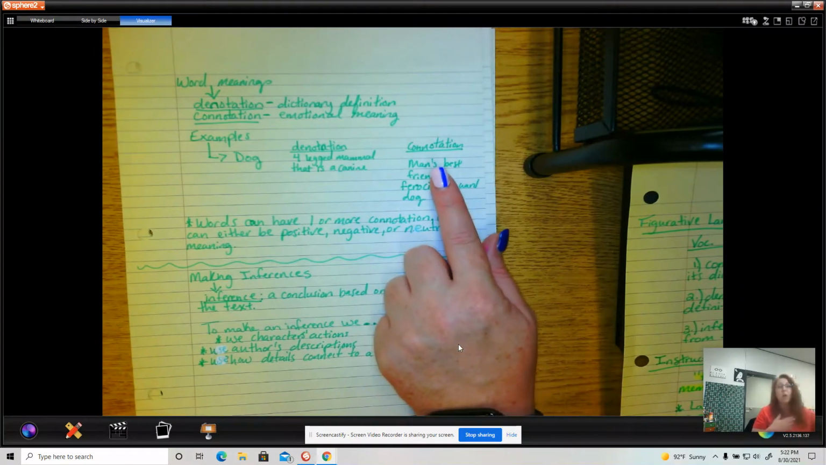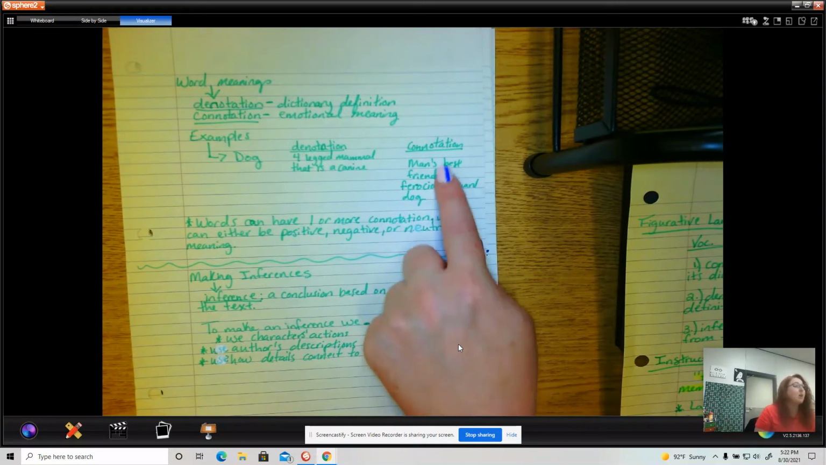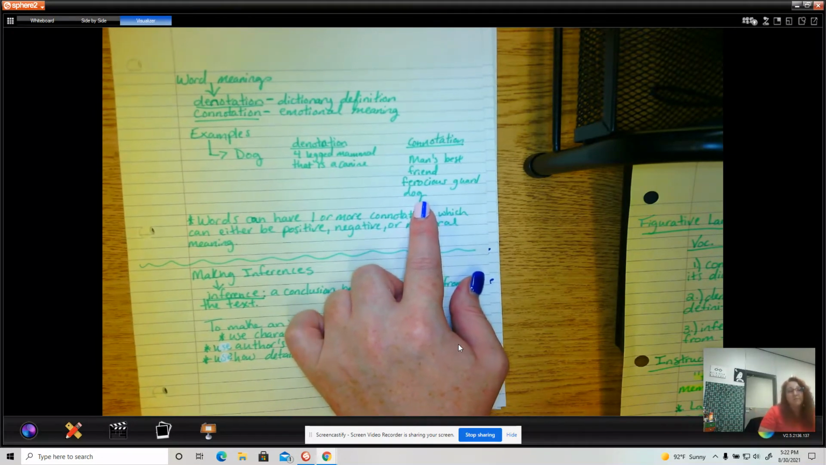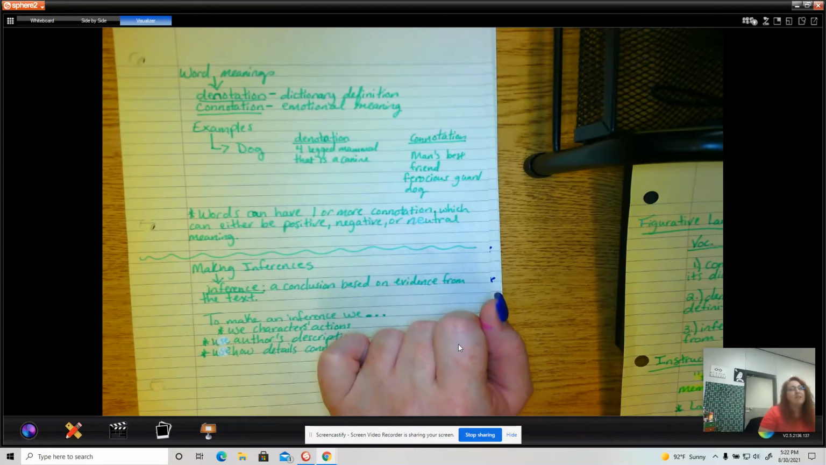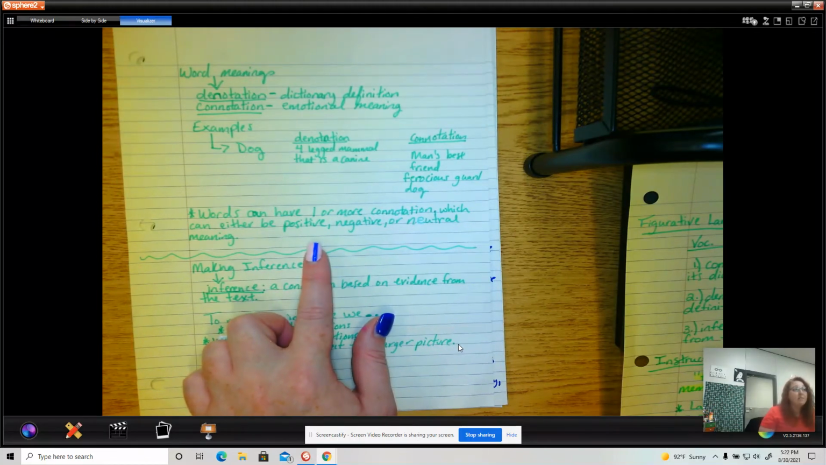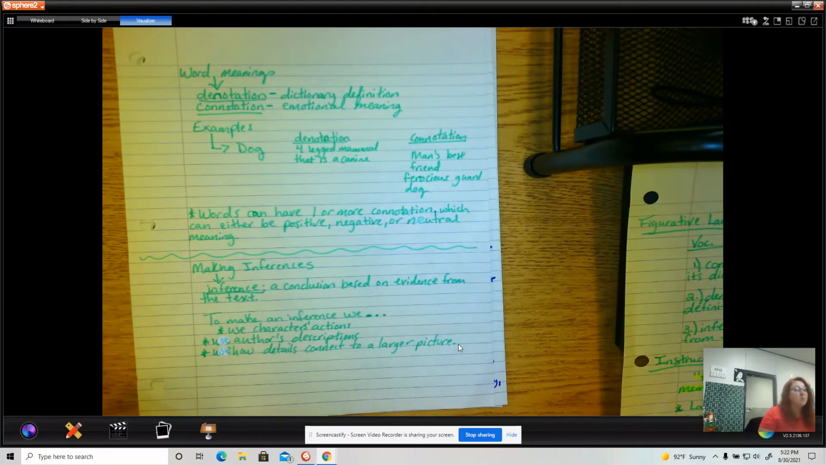However, depending on our backgrounds, our connotation differs. We may think that a dog is our best friend, man's best friend. Or we can think, because of a traumatic experience, that a dog is a ferocious guard dog. Okay, it's scary. That can give a negative meaning to that word. Which brings me to this: words can have one or more connotations. Those connotations can be positive, negative, or neutral.